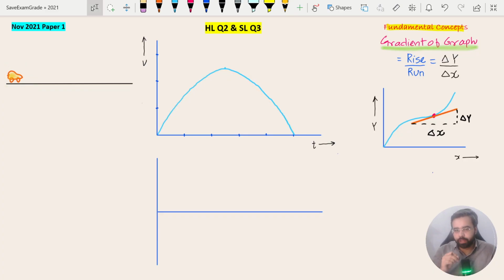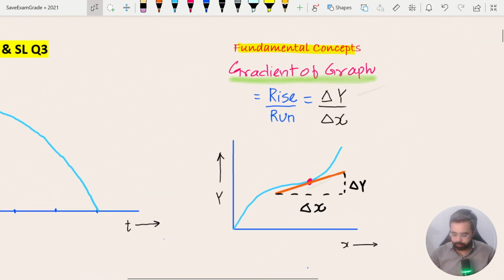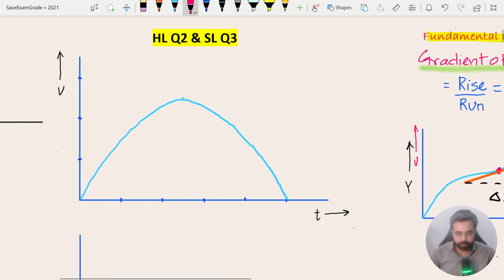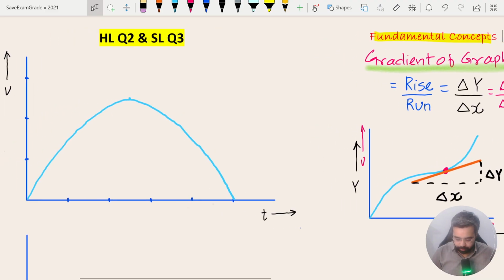So how can you get acceleration from a velocity time graph? Here the gradient concept will work. If we take the velocity on the y-axis and the time on the x-axis, then the gradient will become delta v over delta t, which equals acceleration, which means that the gradient of this graph equals acceleration. But this graph is showing us a non-uniform motion. That's why it's a curved graph.